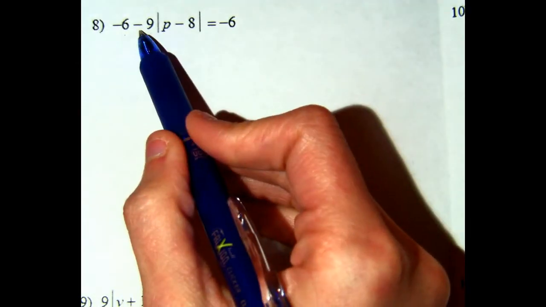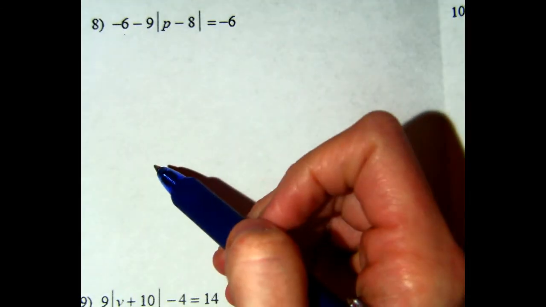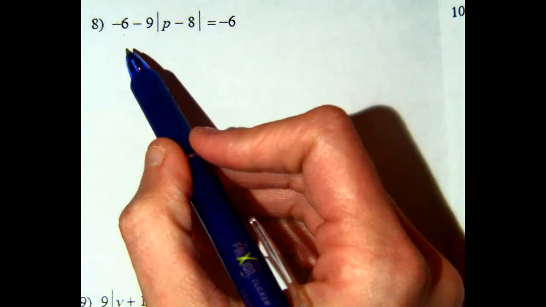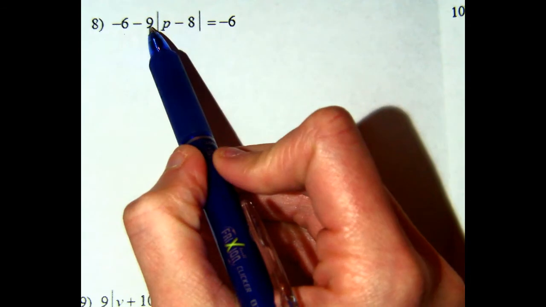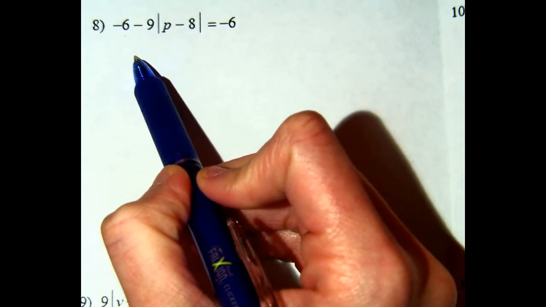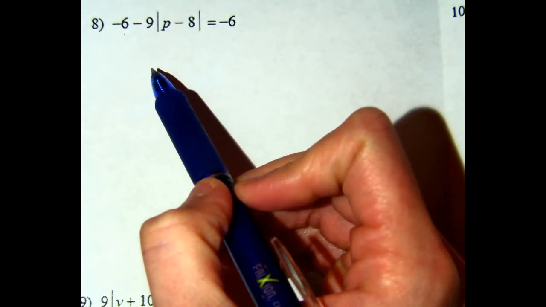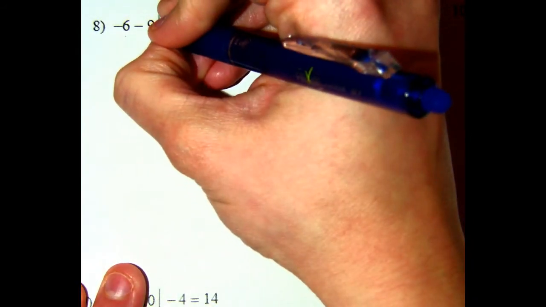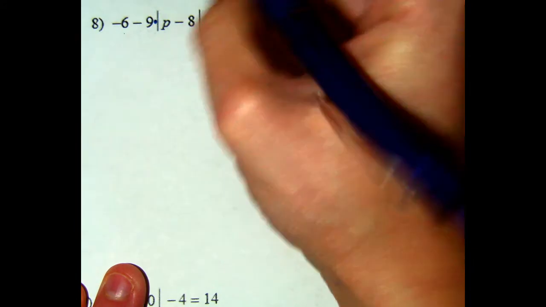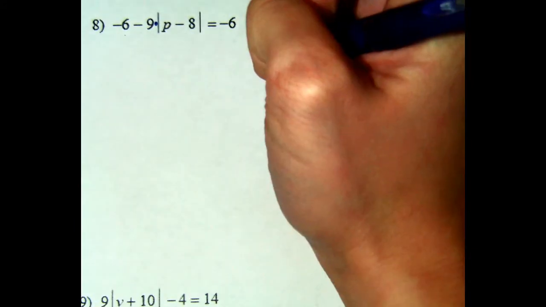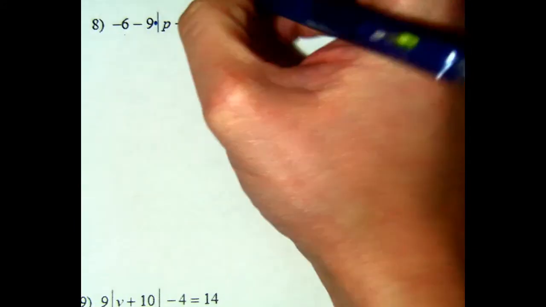This one's a little bit more going on. I've got a negative 6 minus 9. The biggest mistake that students make, and you may or may not make this, is doing negative 6 minus 9 and writing down negative 15. This is not negative 15 because you have negative 9 times this absolute value. You cannot add these together or combine them, so do not combine them.